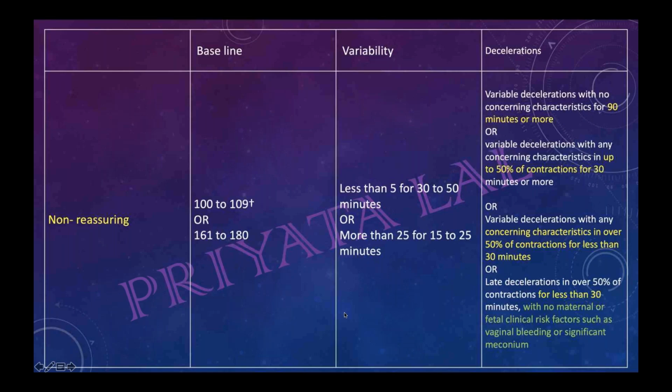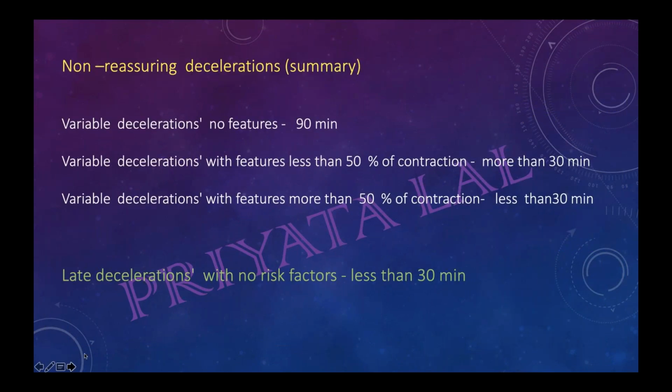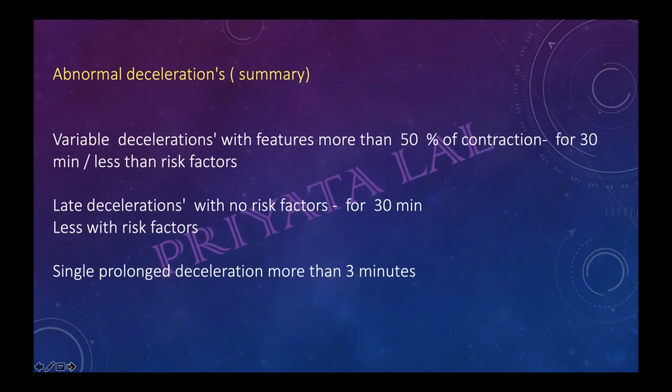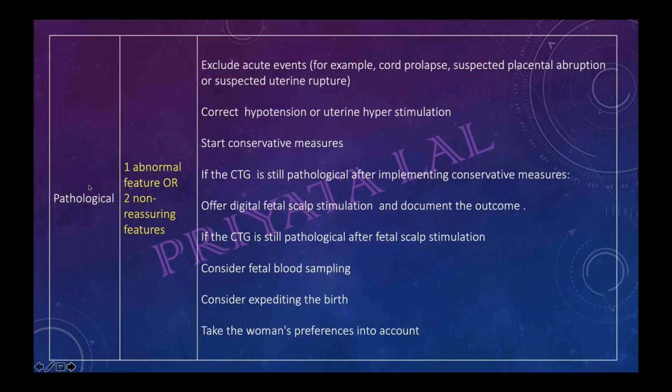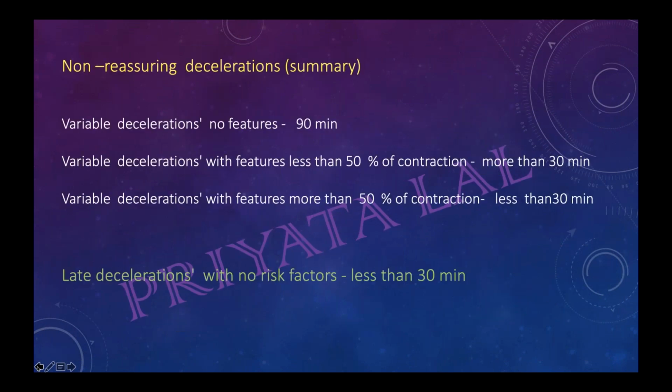Now feature will be for what? Feature will be for individual, like they ask you feature of deceleration, feature of baseline, like that. And categorization will be for the whole CTG. So reassuring, non-reassuring, and abnormal, these are features. Normal, suspicious, and pathological, these are categorization. But I'll explain everything again.